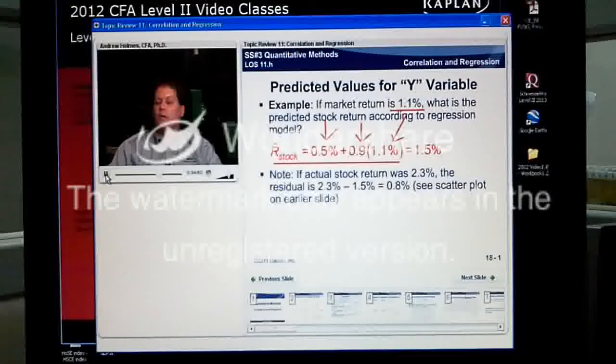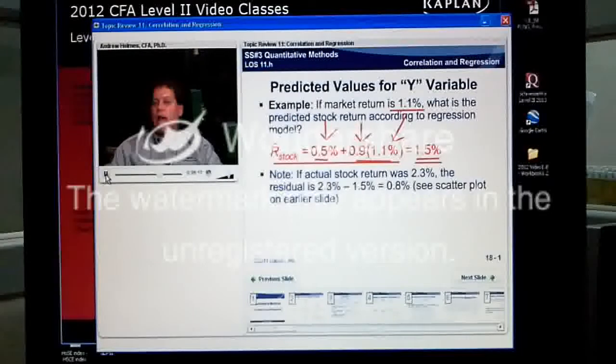So in this case, if you want to know the return on the stock, you're going to take 0.9 times 1.1%, you're going to add in 0.5%, and you're going to get a predicted value of 1.5%. So if we say we think the return on the market next period is going to be 1.1%, what's going to be the return on the stock? Well, we're going to get 1.5% as our answer. That is the predicted value of y given the x input.